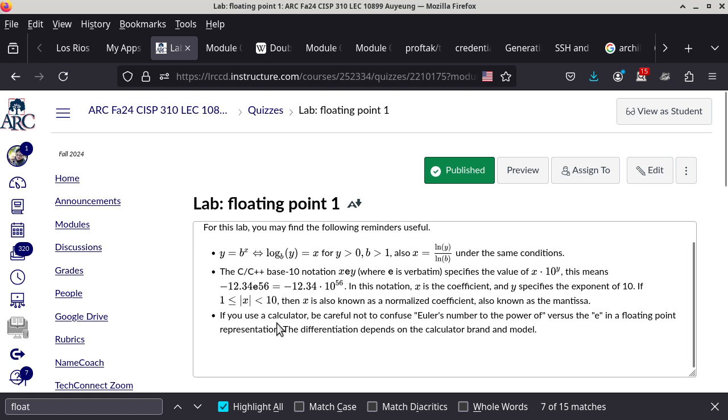If you use a calculator, be very careful, because your e can also mean Euler's number to the power of, okay? Not the natural, but e is a constant, okay? So when you use e, it can mean that too. So learn how to use your calculator, because most calculators have a different key to specify times 10 to the power of. If I remember correctly, TIs have the key called what, EEX or EXP?